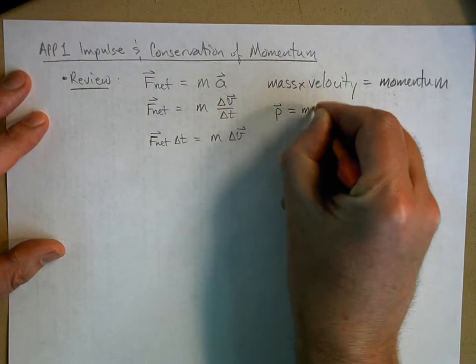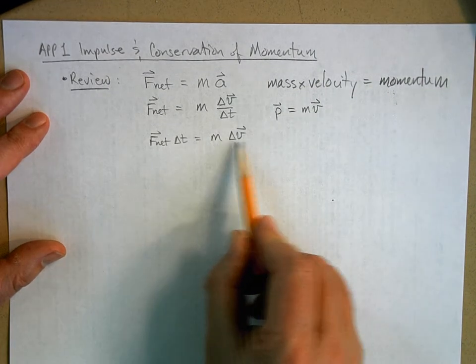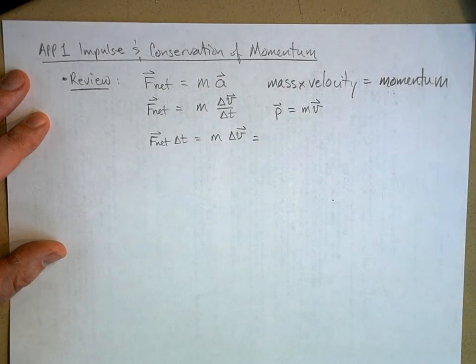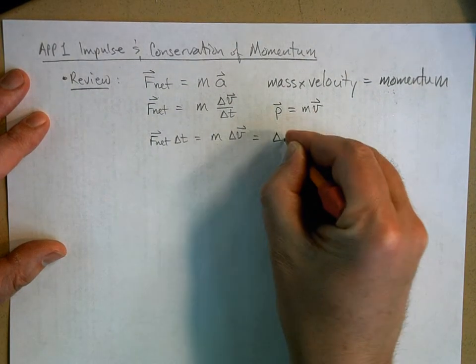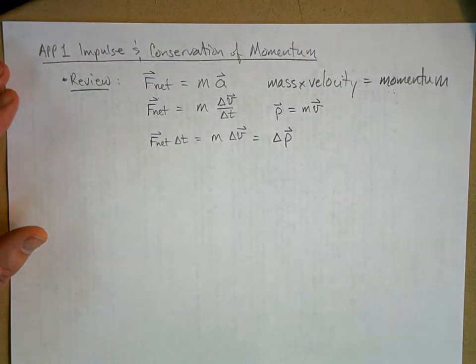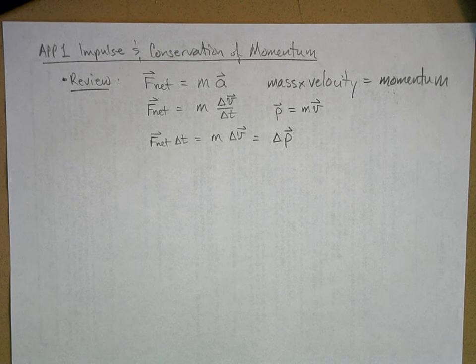p equals mass times velocity. Well, notice what we have right here. We have mass times a change in velocity. So the mass times the change in velocity is really a change in momentum. If I have an object and its mass is staying constant, but I change its velocity, I have changed the momentum of that object. There are situations where the mass changes over time and the velocity stays constant, but we're not going to be dealing with that today.